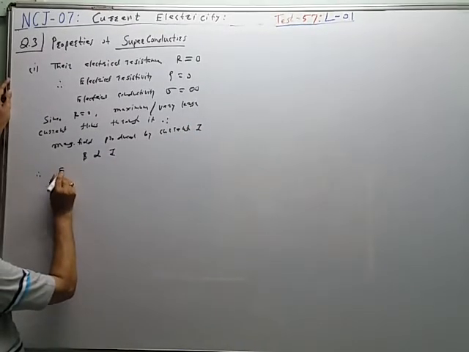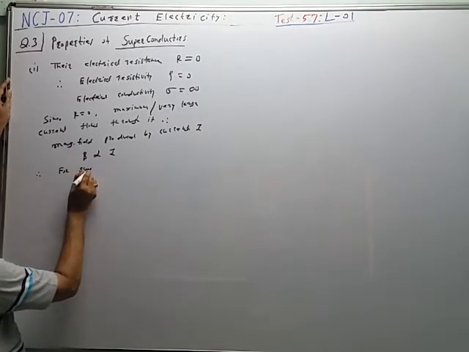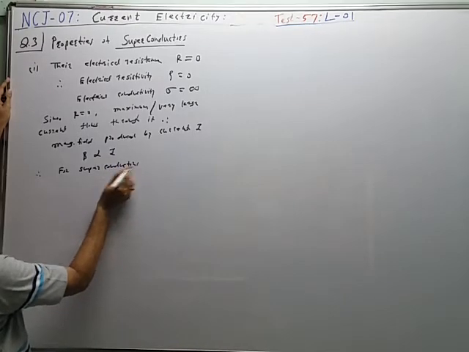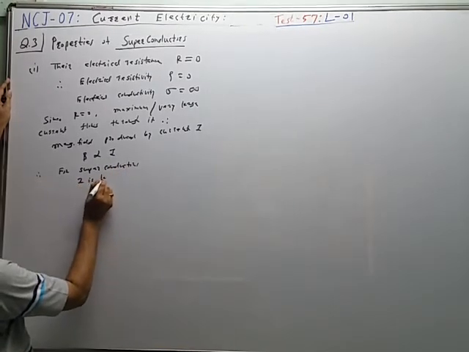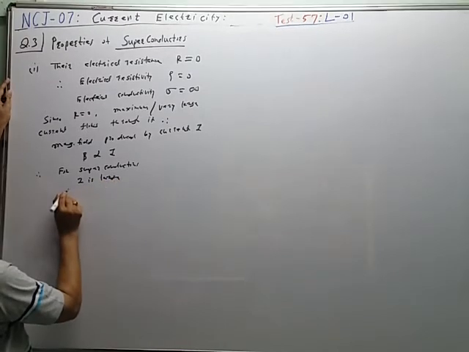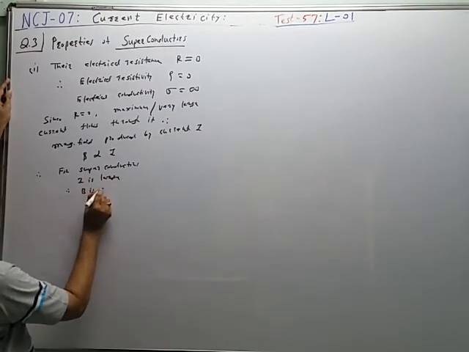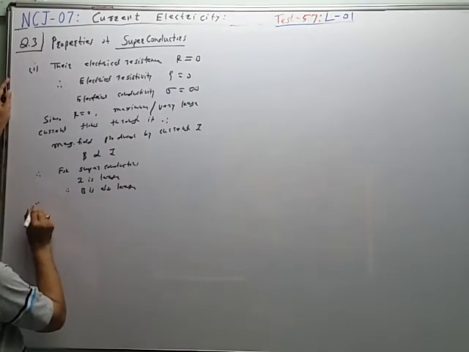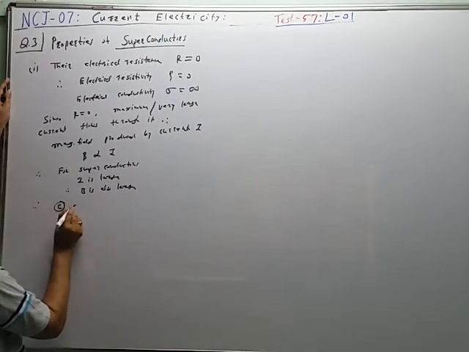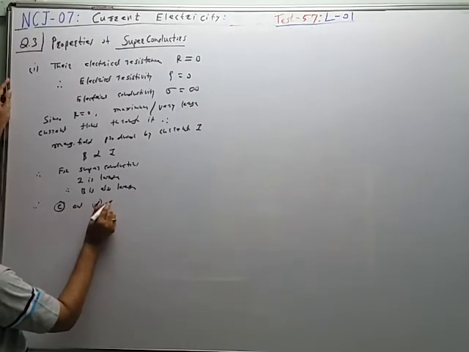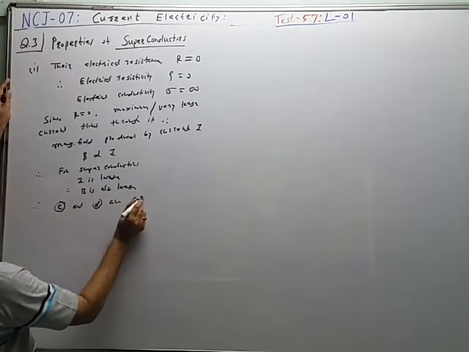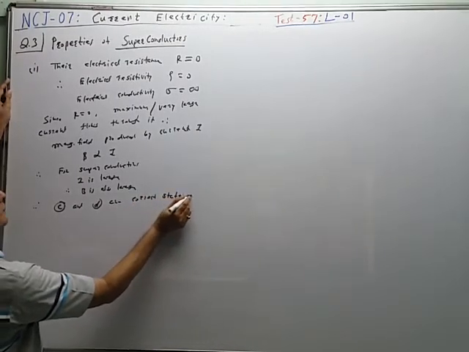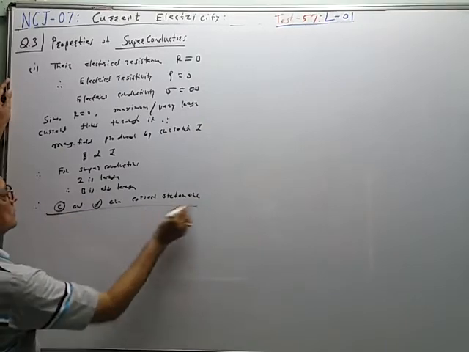Therefore, in our superconductors, I is large. Therefore, B is also large. Therefore, C and D are correct statements. आपल्याला wrong statement भेटली.